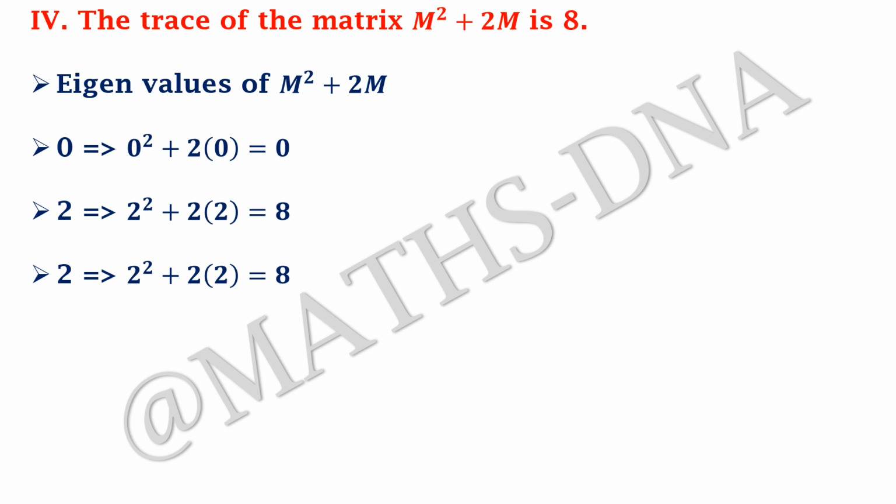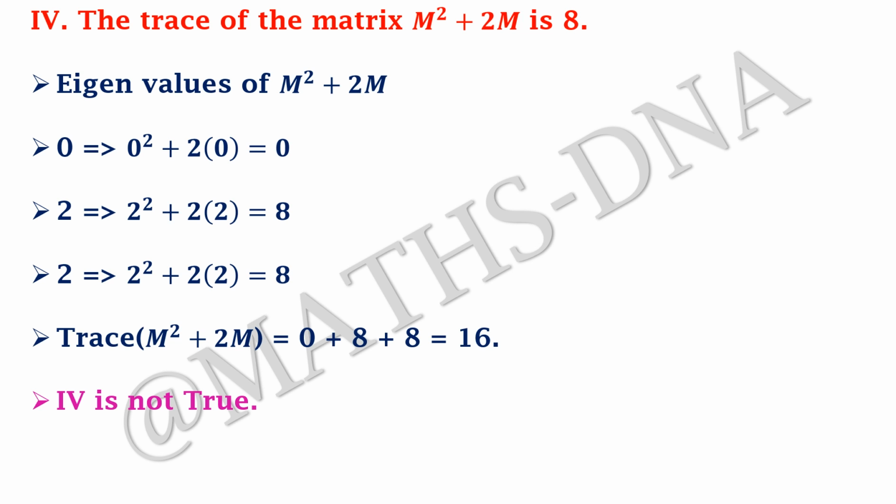They just calculate the value only for a single 2. But remember, in M, 2 is repeated 2 times. 2 is an eigenvalue 2 times. So for M square plus 2M also, you need to find the value 2 times, and that gives you 8 and 8 again. And now when you take the trace, it will be 0 plus 8 plus 8, and that is equal to 16. And so the fourth statement is not true, and hence we get the answer as option B, 1 and 2. The first and the second statement are correct.